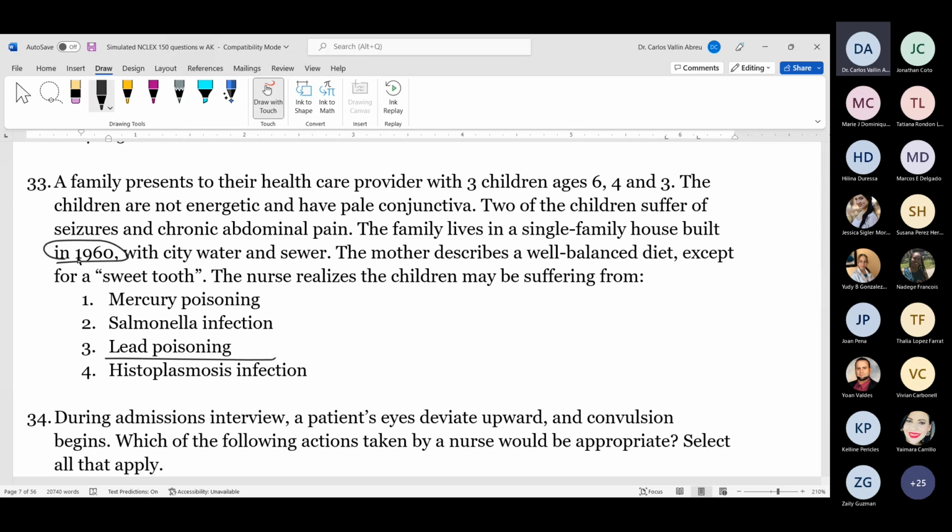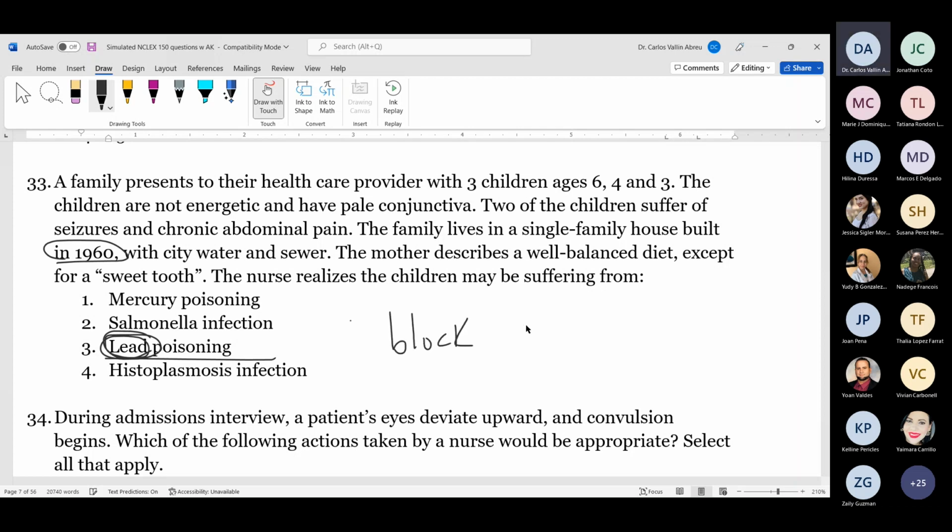So that's why lead poisoning should be ruled out in this situation. Professor, absolutely. What is the meaning of lead? Can you repeat? I couldn't hear you, you're breaking up. Oh, I'm sorry. The meaning of lead. Oh, plomo. Lead, plomo. Oh, okay. I understand. Intoxicación por plomo, okay.